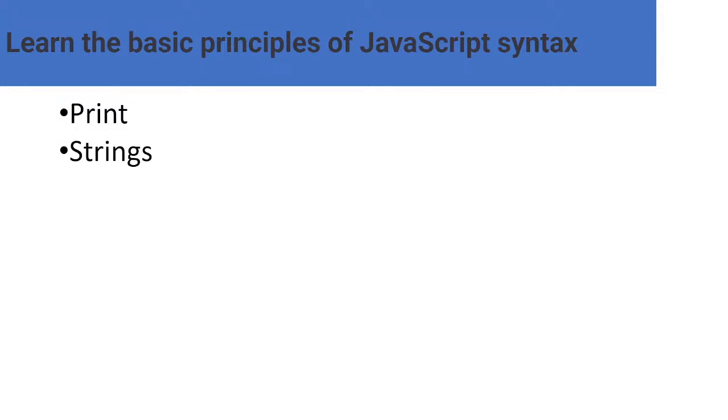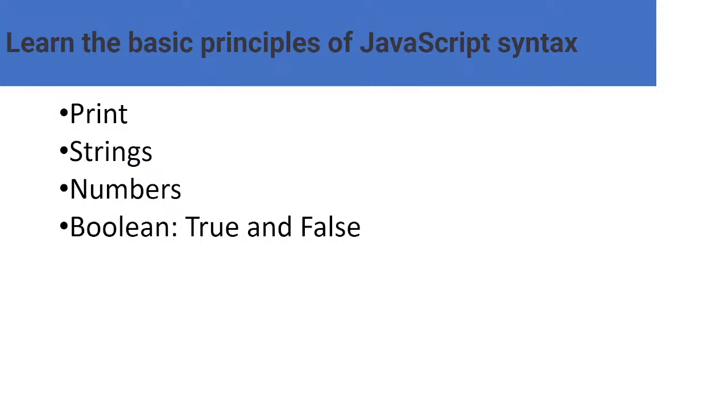Data can be a string. Okay, what is a string? A string is mainly characters, suppose text like A, B, C, D. A group of characters is called a string. Data can be a number: 0, 1, 2, 3, 4, 5, this type of number. Data can be a boolean, true or false. So any programming language in the world works with data, and data can mainly be a string, number or boolean. Boolean is mainly true or false.